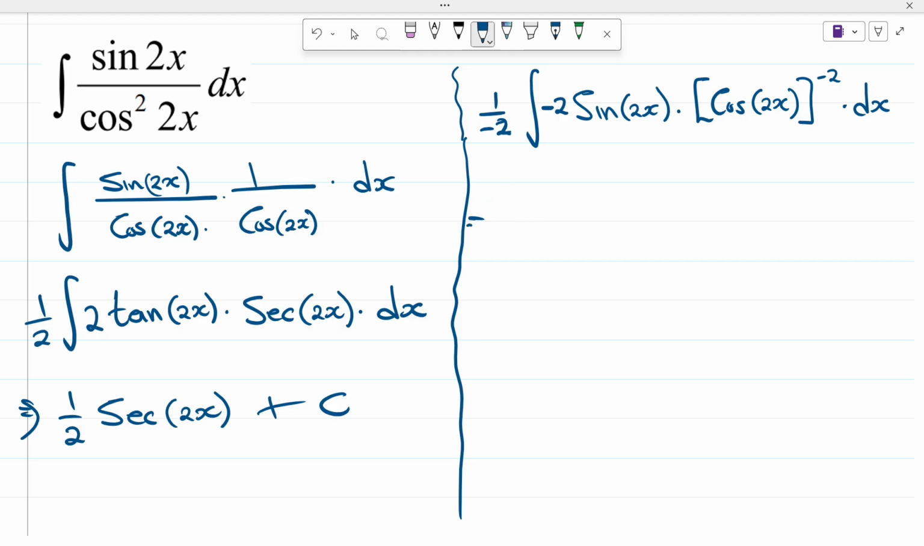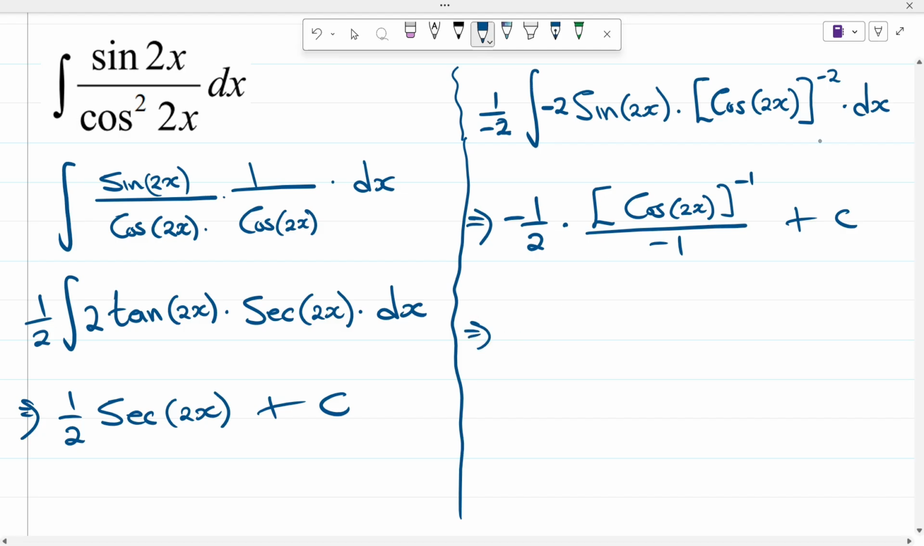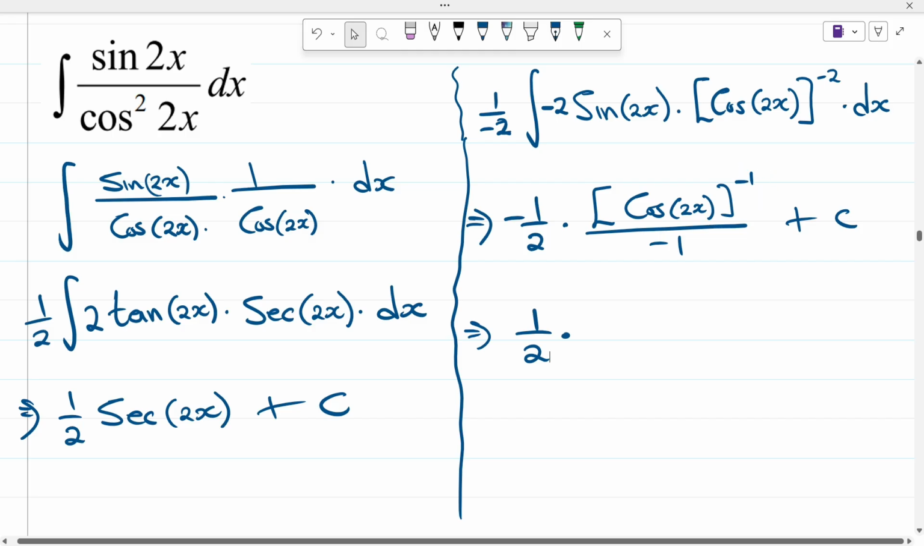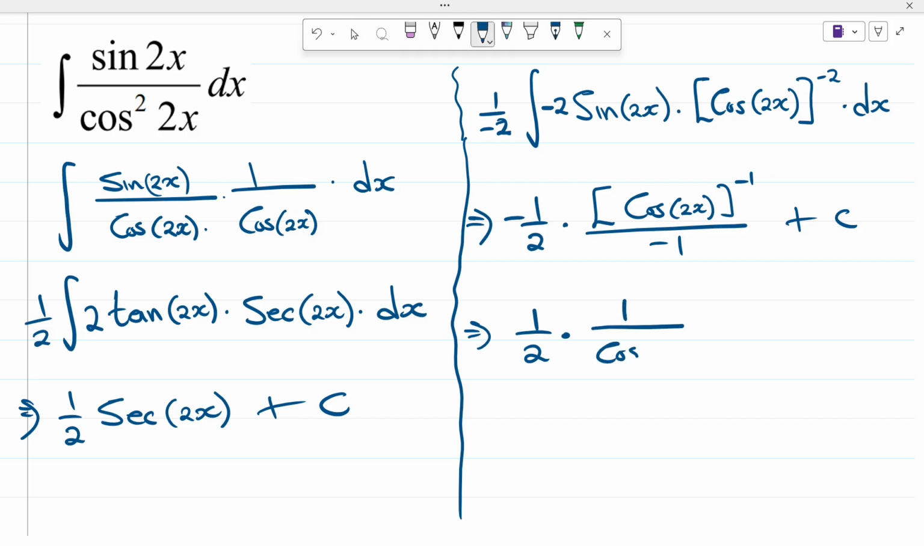So the answer for this is going to be equal to negative 1 over 2, which is the one that I had outside the integral. Then I apply general power rule there. That's going to be cos of 2x to the power of negative 2 plus 1, that's negative 1, divided by negative 1 plus c. Then negative and negative cancel out, and we're going to get 1 over 2. Then we rewrite this in terms of positive exponent. We're going to get 1 over cos of 2x plus c.